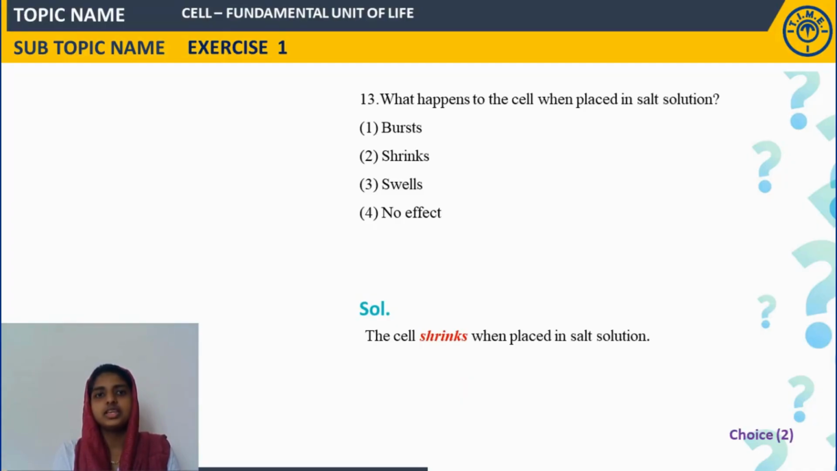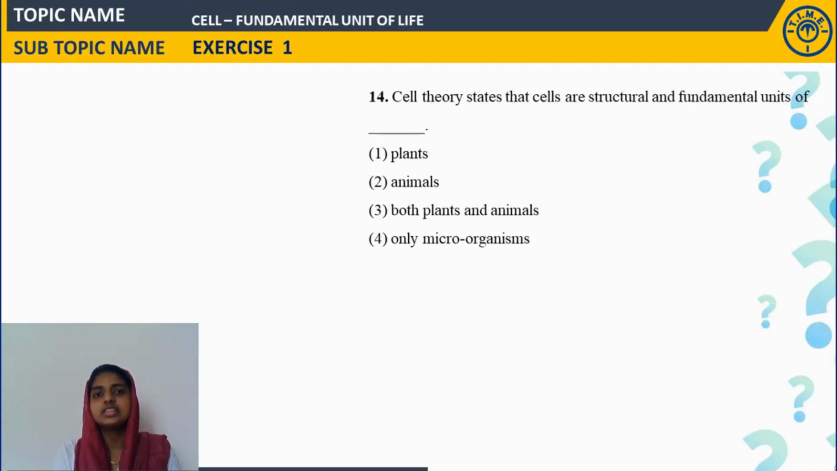Next is question number 14. Cell theory states that cells are structural and fundamental units of dash. Options: plants, animals, both plants and animals, only microorganisms. We have many postulates for cell theory, and one of them is that cells are the structural and fundamental unit of all organisms. That includes plants as well as animals. So the option is option 3, both plants and animals.